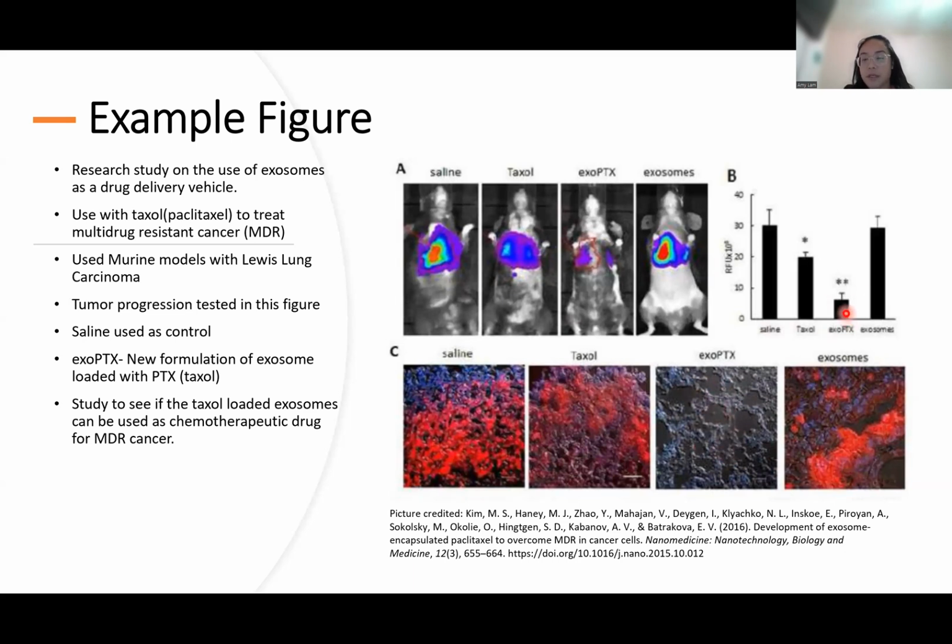With figure B, you can see on B that it shows the least amount of the cancer cells in there, which you can also see in the infrared imaging that compared to all the other ones, you don't see much of the tumor mass inside of the mice.